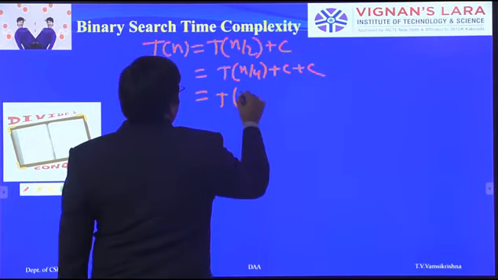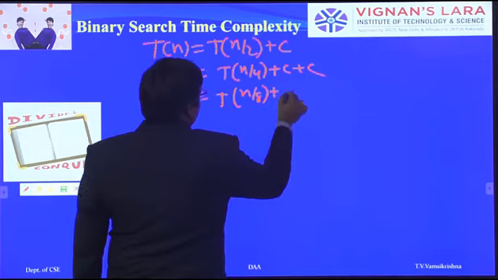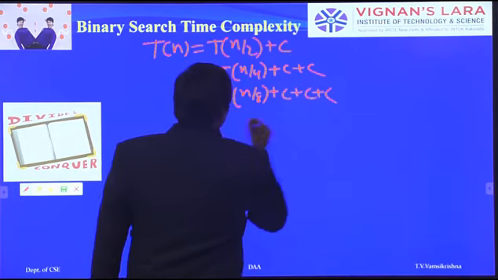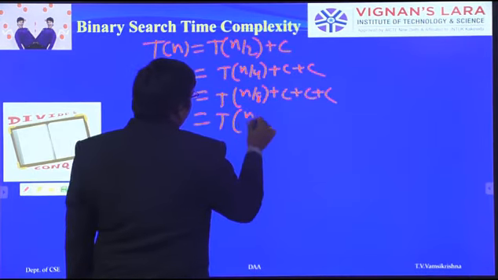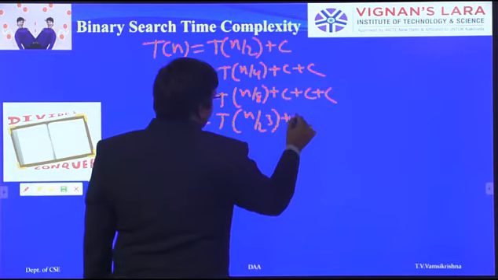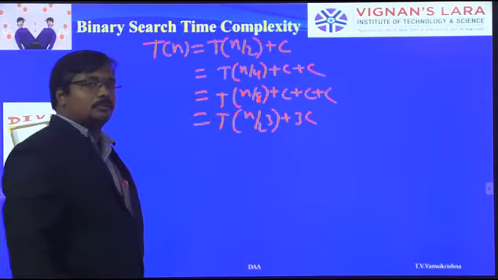T of n by 8 plus C plus C plus C. So how to simplify this? T of n by 2 cube plus 3C, in generic terms.